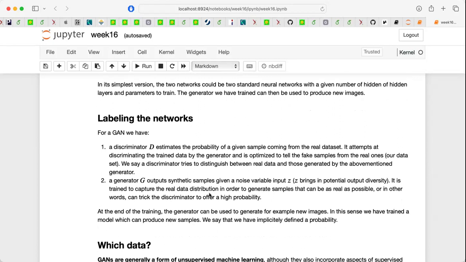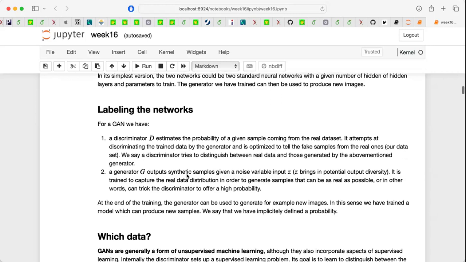So just to quickly remind you of some of the things which we did last week, we are going to jump back to the slides from last week a little bit, just to remind ourselves of some other technicalities. So in general, a discriminator estimates the probability of a given sample coming from the real data set, and it is optimized to tell the fake examples from the real ones. And then we say that the discriminator tries to distinguish between real data and those generated by the above-mentioned generator. Whereas the generator outputs synthetic samples from a given so-called noise variable, which we also have labeled with an H as a latent variable.